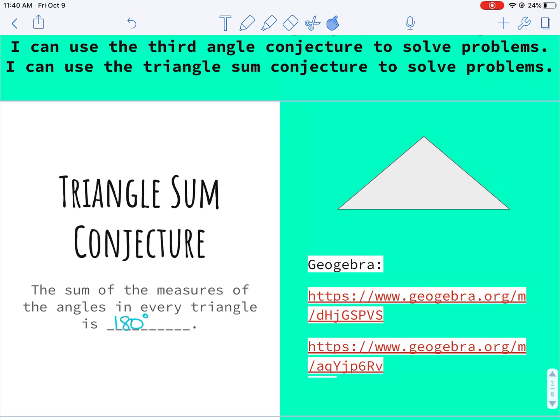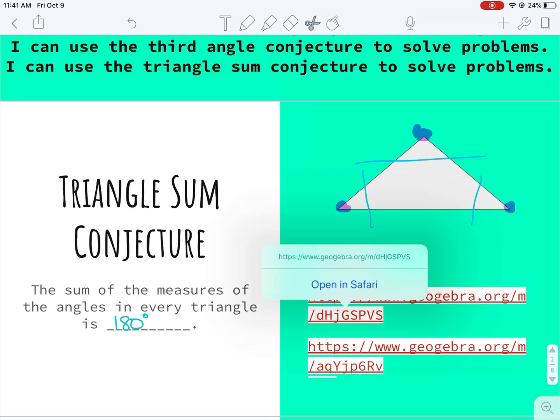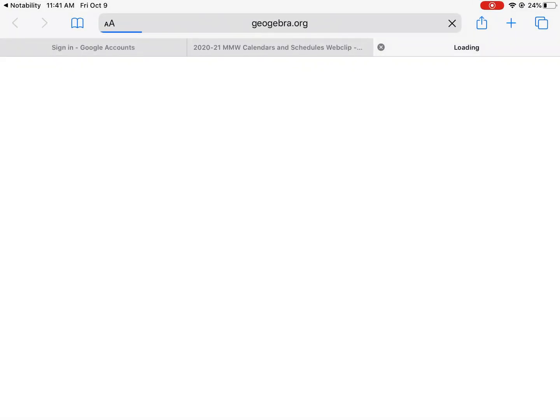And I can prove this by literally drawing out on a piece of paper a triangle and cutting the corners off. And if I snuggle these three corners together, I should get a straight line. The internet also did some great things.